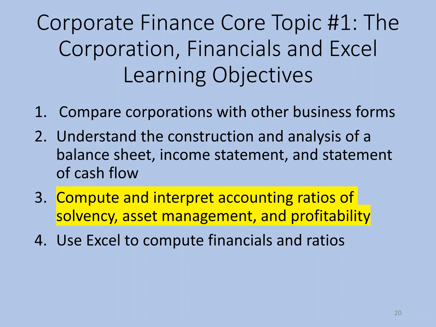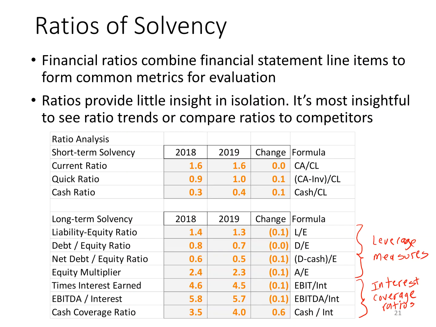Corporate Finance Core, Topic 1, Section 3. Compute and interpret accounting ratios of solvency, asset management, and profitability.